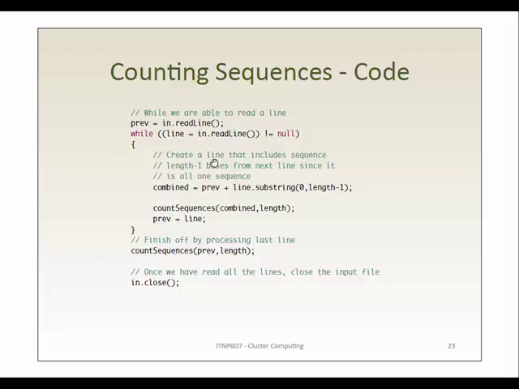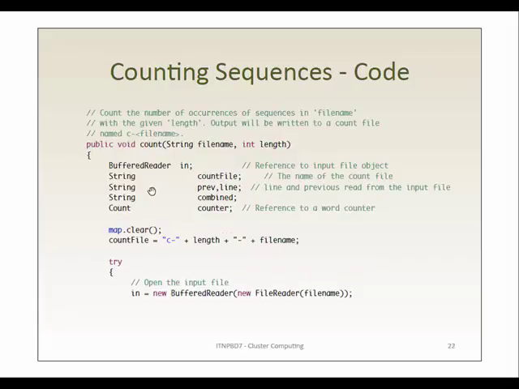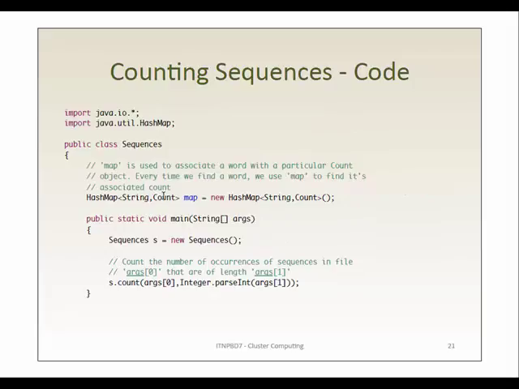And obviously the magic all happens in count sequences. But this is just grabbing 2 lines at a time and saying count the sequences in that, and they're all getting put into this hash map here. We're taking a count here.